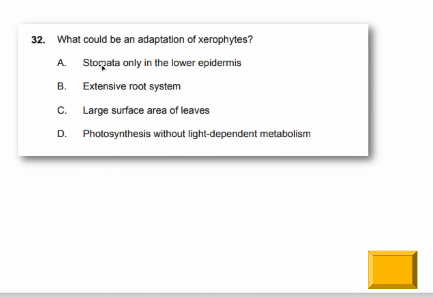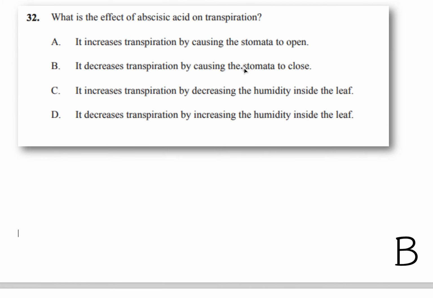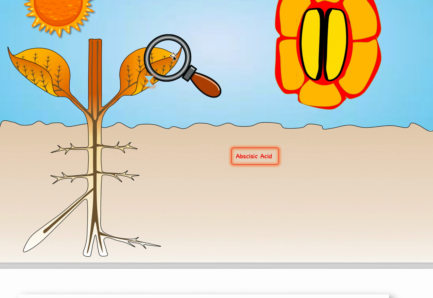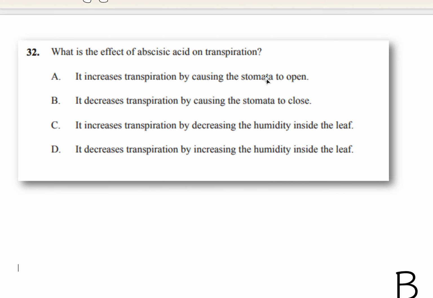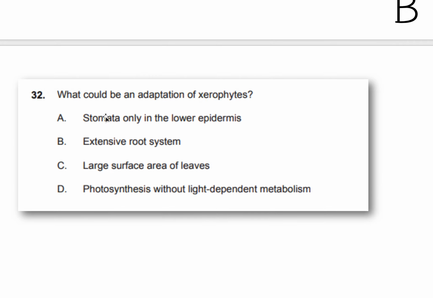So let's look at the answers. A, stomata only on the lower epidermis. Basically what they're saying here is, if we look at the leaf, it has a top side and a bottom side. They're saying on the bottom side of the leaf there are a lot of stomata, on the lower epidermis. They just mean the lower side of the plant.